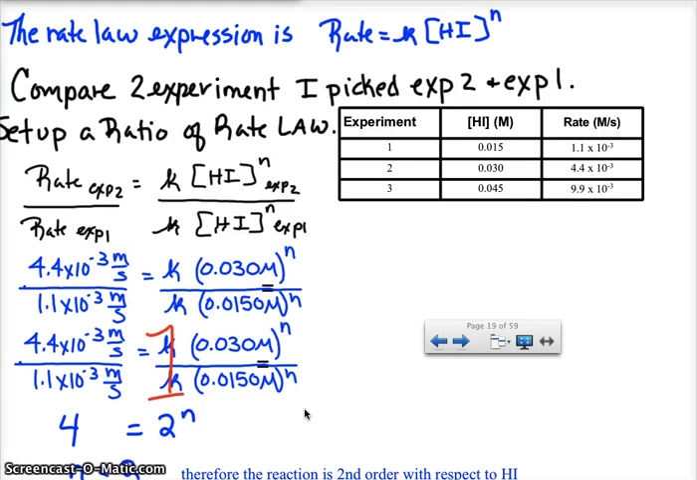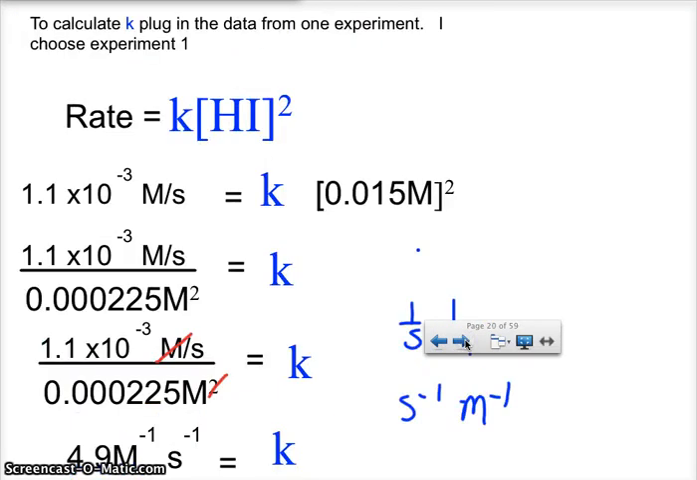Now I'm going to ask you to calculate k, both its value and its units. So on the next page, you'll notice to calculate k, plug in the data from one experiment, and I chose to run experiment number 1. Rate is equal to k times the concentration of HI. Notice now it's to the second power because we figured out that order. I plug in the data from experiment 1. Rate is equal to k times the concentration, this is the concentration of experiment 1, to the second power.